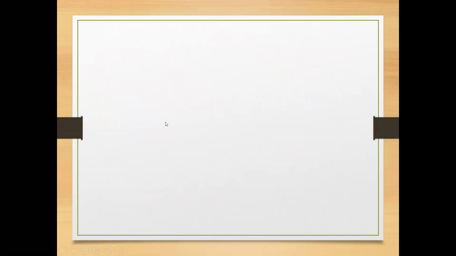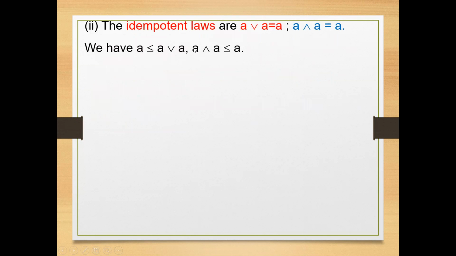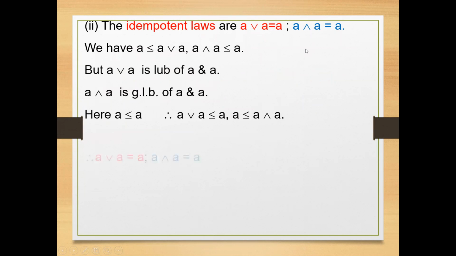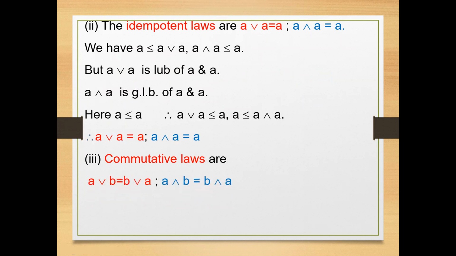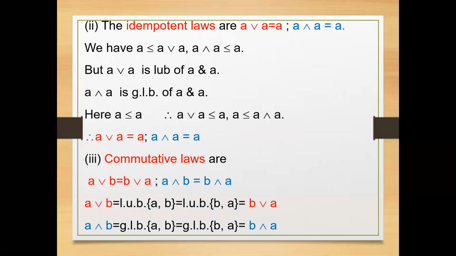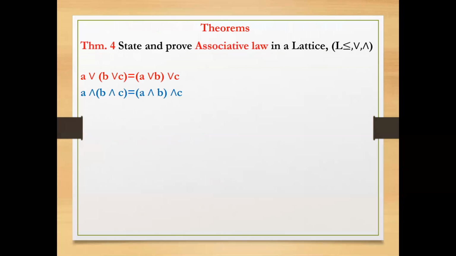And we have discussed the idempotent law. Idempotent law means A join A is equal to A and A meet A is equal to A. So if you join the same element with itself, or do meet, the same element will come. This was the idempotent law. And the commutative law: A join B equals B join A and A meet B equals B meet A. You can interchange the order of the elements. That is the commutative law.